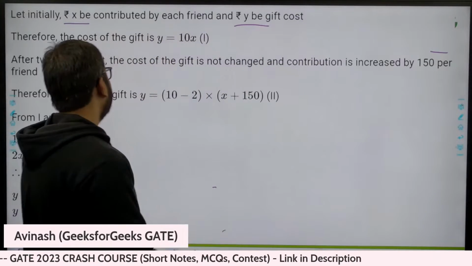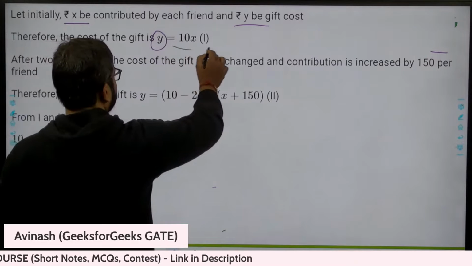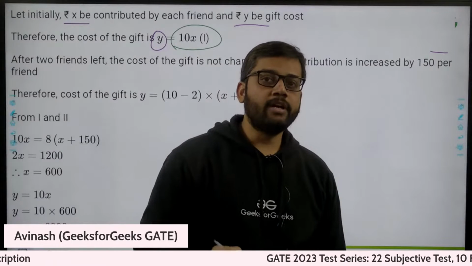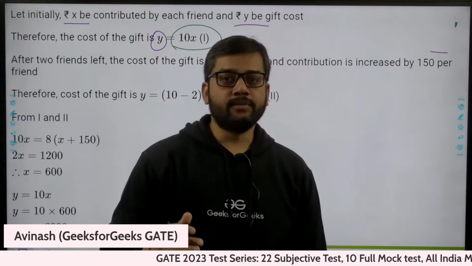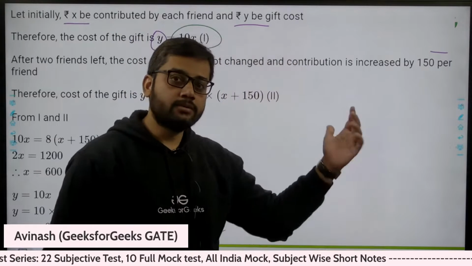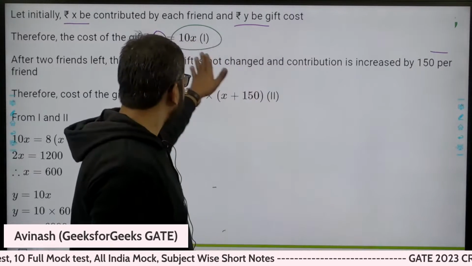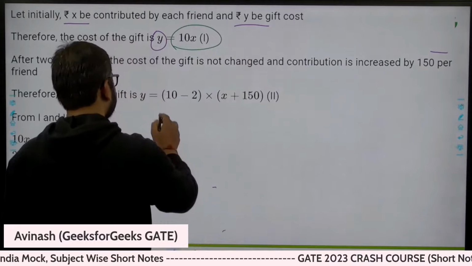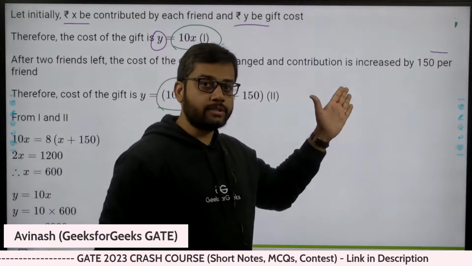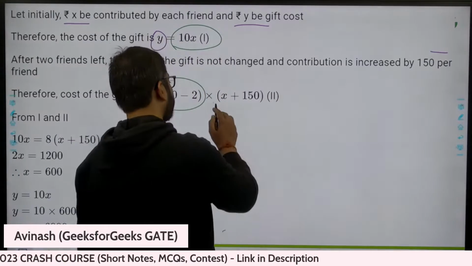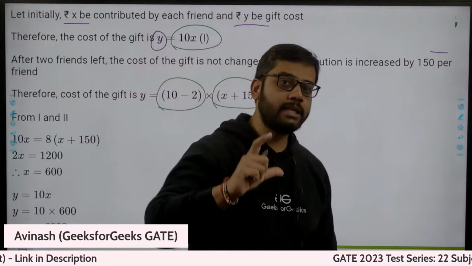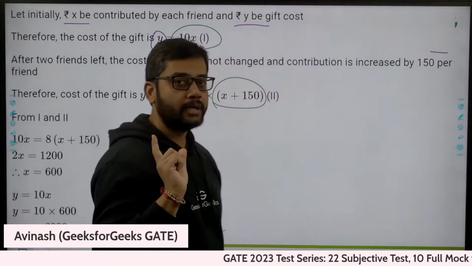Initially this is the gift, bought by 10 students. The agreement was that y rupees is the price of the gift, contributed by 10 students, x each. Now 2 students back off, so it becomes 10 minus 2, but how much will the price paid per student be? The price per student increases by 150 rupees, but the product is the same. We are not going to decrease or increase it, so the y value is still the same.